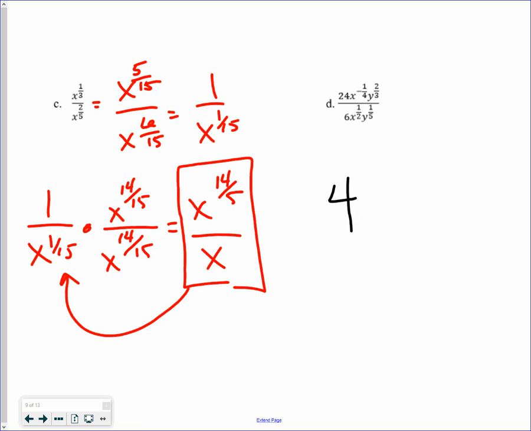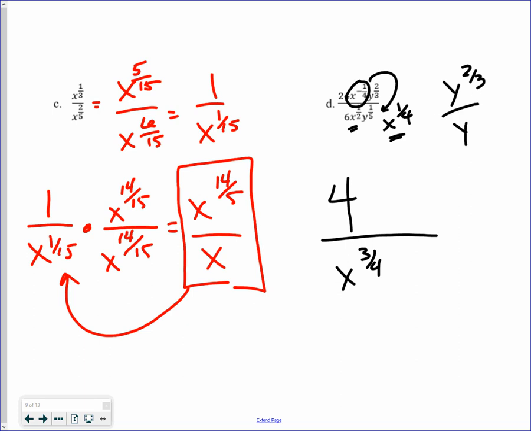I have a negative exponent. This is x to the negative 1/4, so I can move that to the bottom as x to the positive 1/4. So now I have x to the 1/2 times x to the 1/4 makes x to the 3/4 because I can add the exponents. And then the last one, I have y to the 2/3 over y to the 1/5.